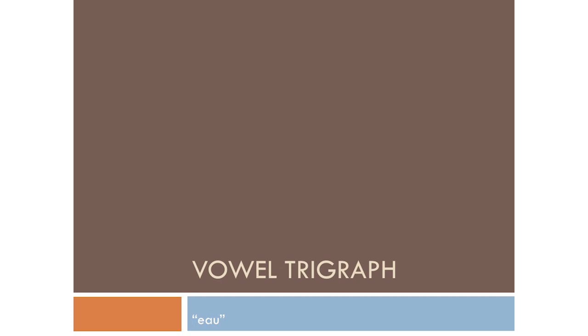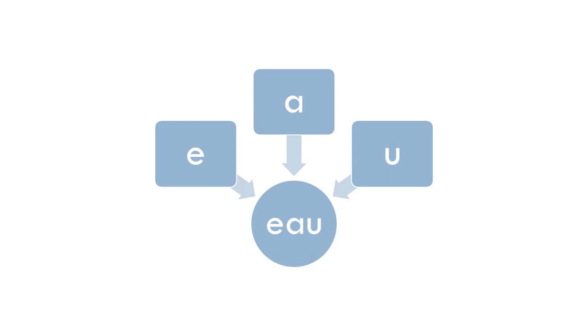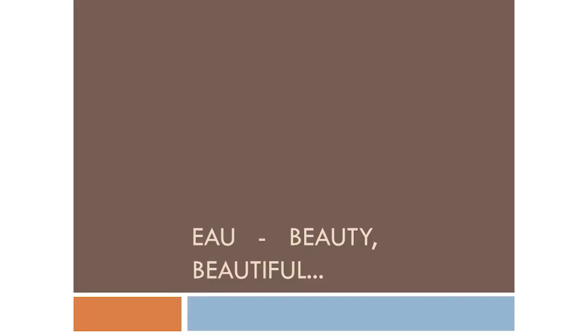Good. Now we have gone through the consonant digraph. We'll see about the vowel digraph. Already we know what a vowel sound is: all the three vowels combine together and produce a single sound. That is E, A, U. Though it is three letters, it produces a single sound. For example, beauty. Here it is E, A, U, and it produces only one sound, beauty. And beautiful, beautified, like that.